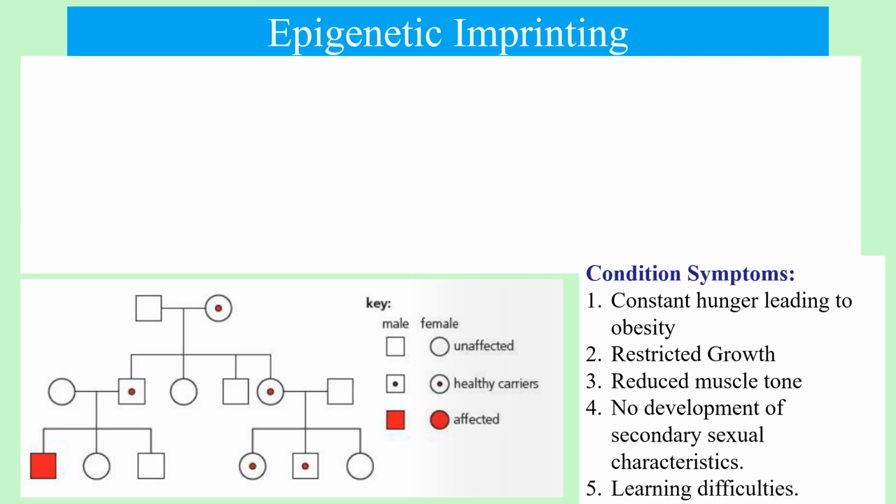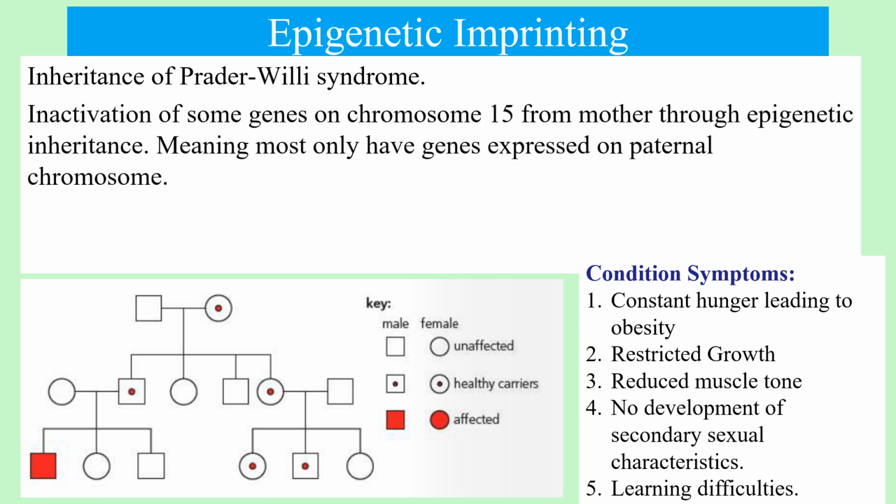There is a condition called Prader-Willi syndrome. The symptoms of this disease are constant hunger, which leads to obesity, restricted growth, reduced muscle tone, no development of secondary sexual characteristics, and learning difficulties. Now, this is a complex disease because it involves the inactivation of genes and it involves missing genes.